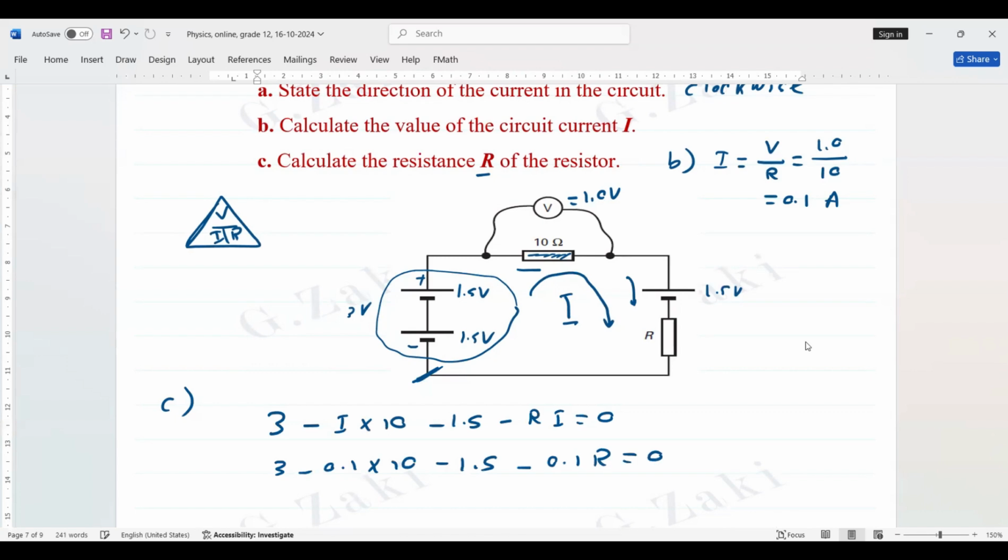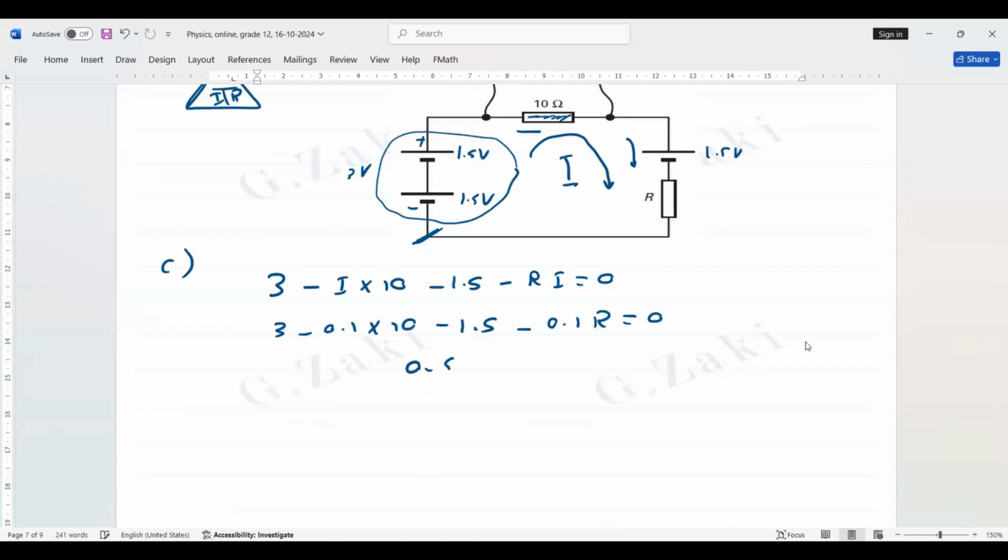Now, we use the calculator. 3 minus 0.1 multiplied by 10 minus 1.5. The answer is 0.5. Then 0.5 minus 0.1 R equals 0. Shift 0.5 to the other side, so it's negative 0.5. Divide, the negatives cancel, then R equals 0.5 divided by 0.1, which is 5.